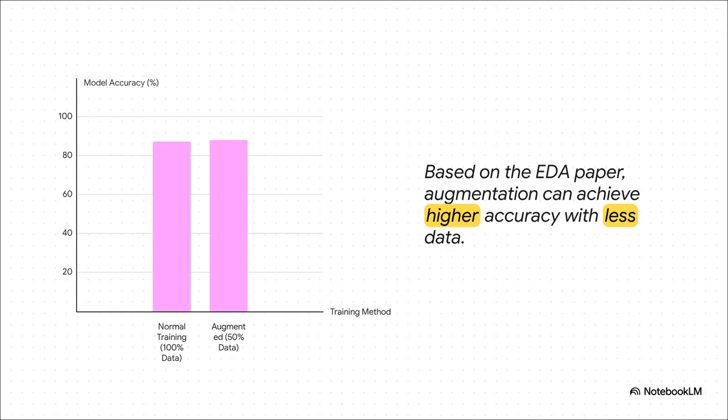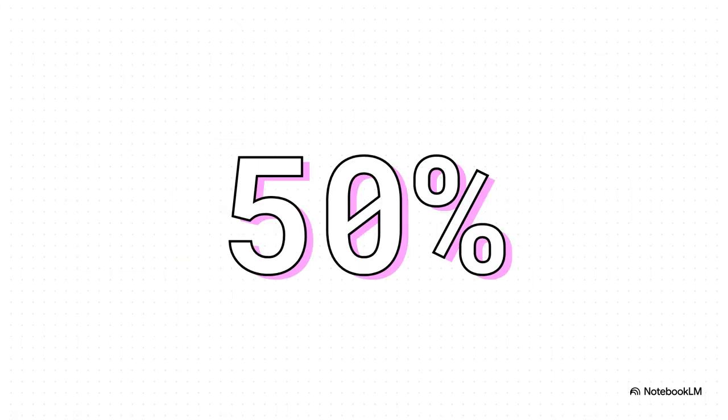I'm going to say that again. It got a better result with half the data. That is just incredible. That one number really says it all, doesn't it? 50%. That means you could potentially slash your data collection and labeling budget in half, and not only match the performance of the full data set, but actually beat it. For any project, any company that's struggling to get enough data, this is an absolute game changer, period.